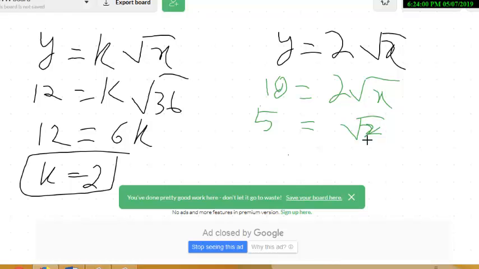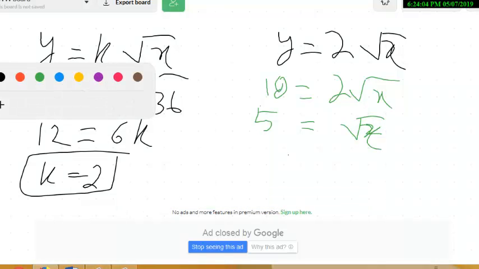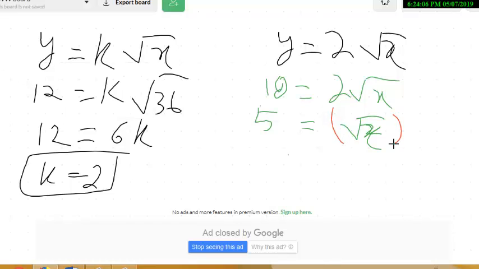Now the second part is: what is x if y is 10? So if y is 10, let me plug this value here. So what is x here? I will divide by this 2 here. 10 divided by 2 is 5. So it is the square root of x here. Now I will take the square on both sides.